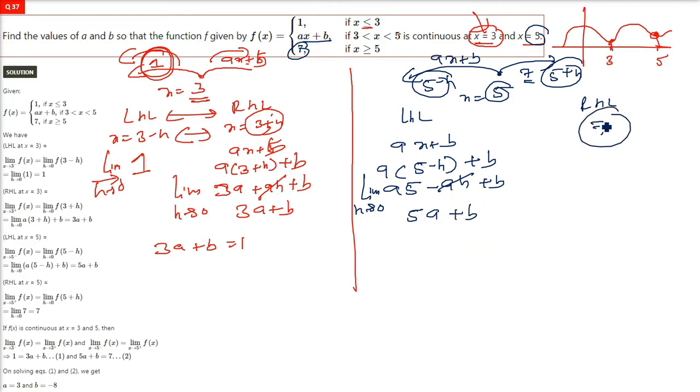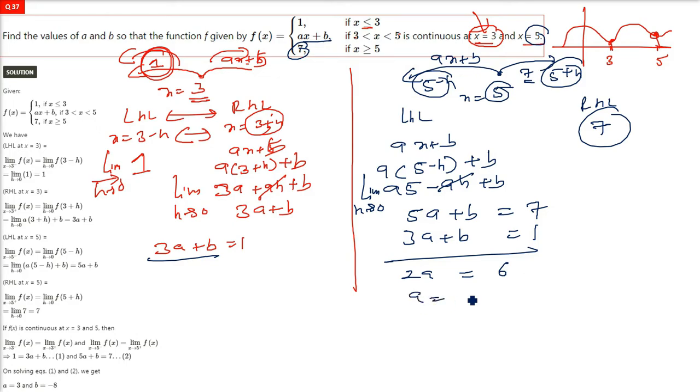It will be equal to 7. 5a plus b is equal to 7. So 3a plus b equals 1. Just cancel this out. You have a 2a. 2a is equal to, this is 6. So a will be equal to 3.